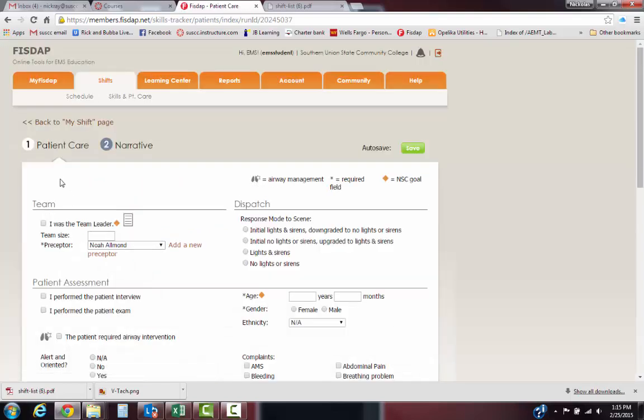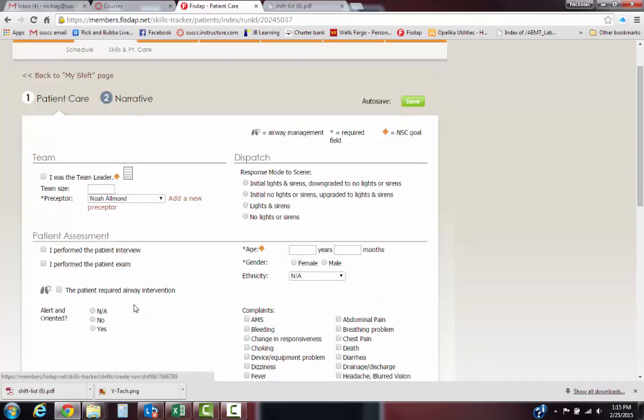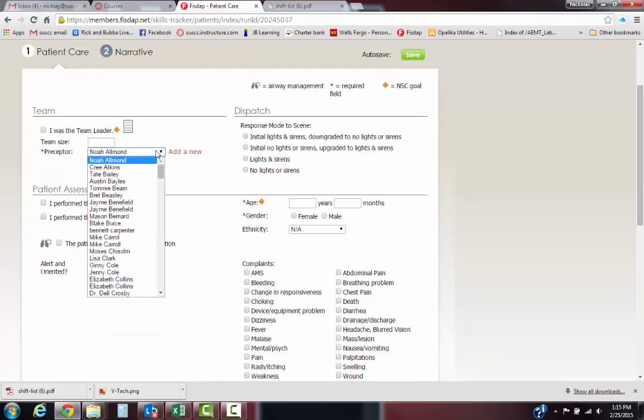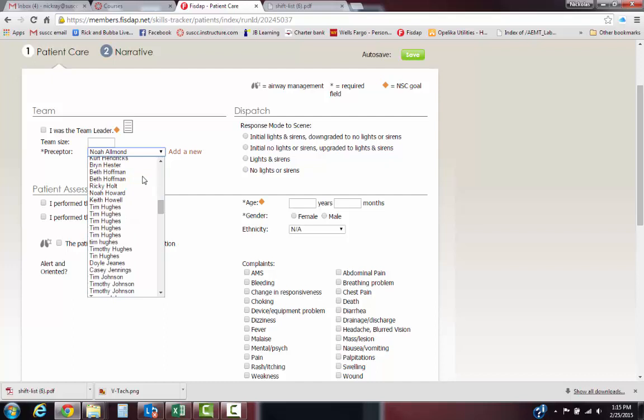click on it, and you start with number one, which is patient care. So first thing you should do, you should always know your preceptor's name, and find your preceptor in here and add him in.